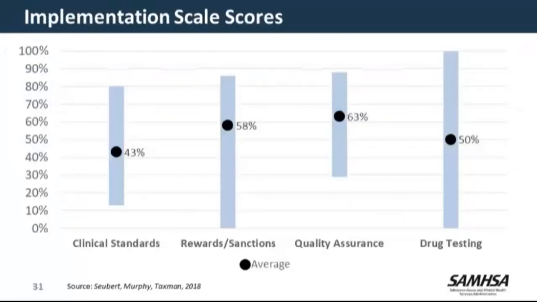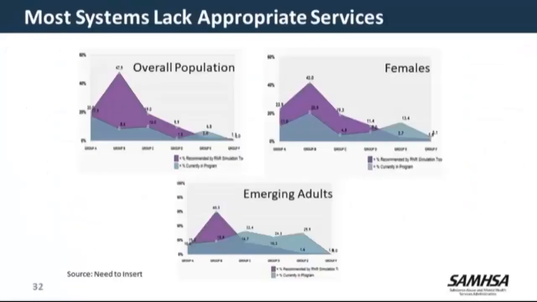We've recently added some new implementation scales to look at quality assurance, the use of rewards and sanctions, and the use of clinical standards in substance abuse treatment programs, including those that work with problem-solving courts. And finally, the toolkit does this gap analysis, sort of my favorite part here. It allows you to look at your population and to compare your population against the types of services that they would most benefit from. And all of this is available on our website, and if you have any questions, feel free to contact me or my team.